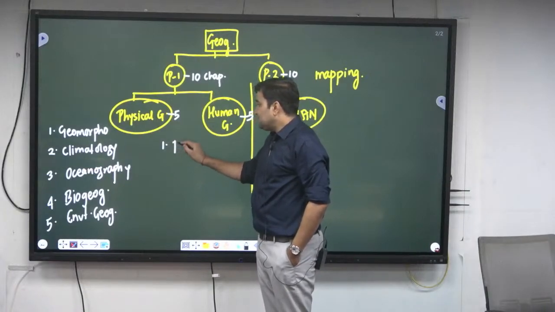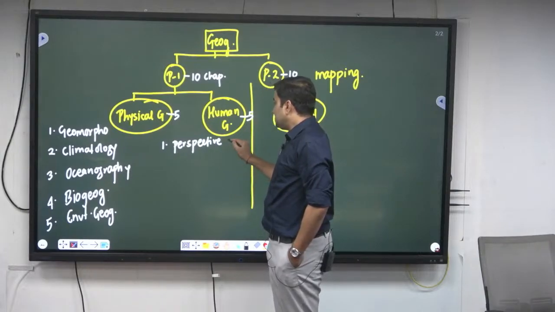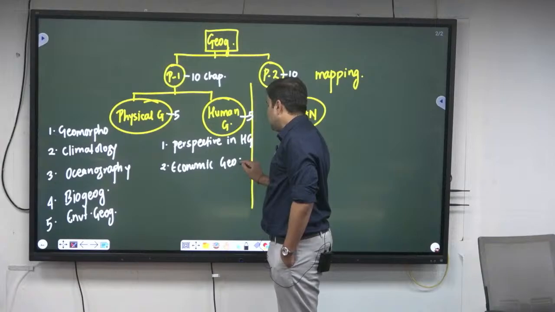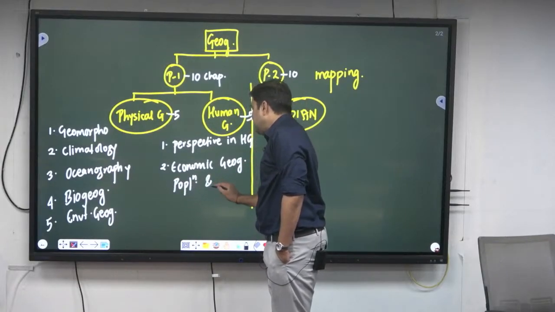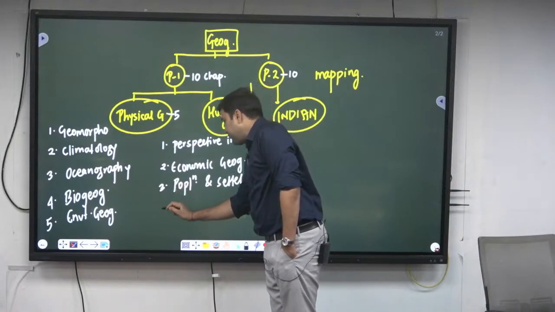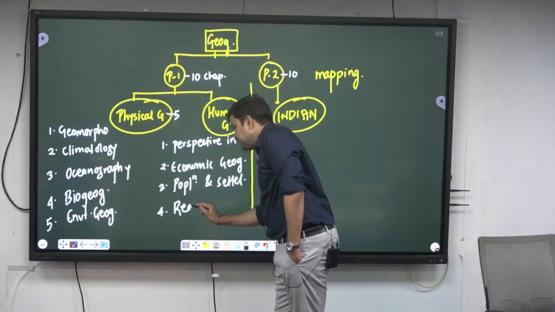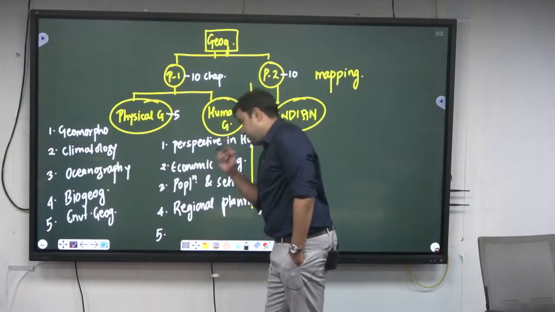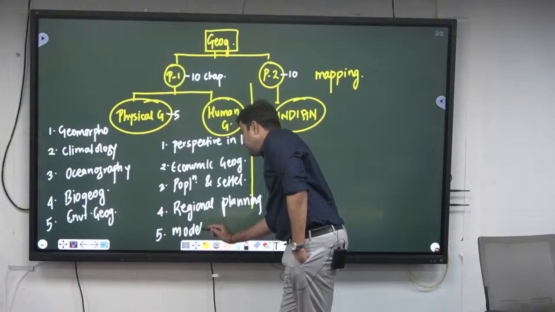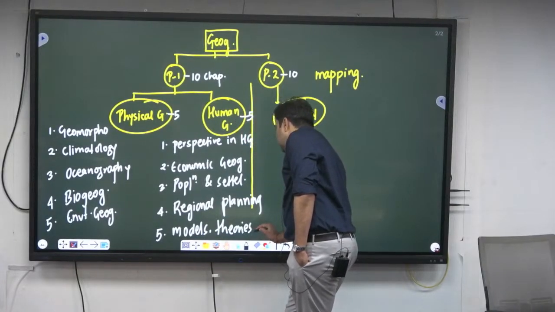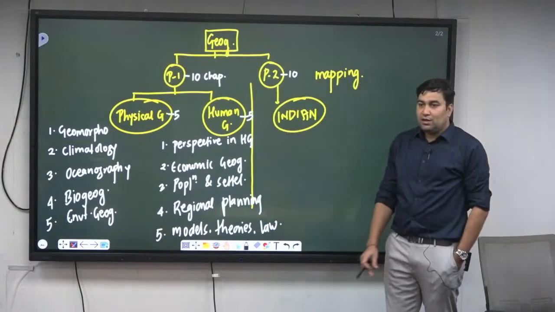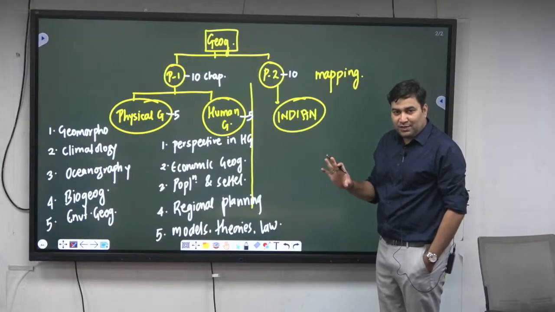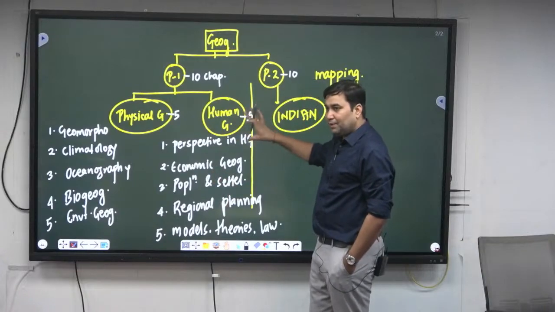Here the most important first chapter in human geography is perspectives in human geography. Second, you have economic geography. Then you are having population and settlement geography. Fourth, you have regional planning. And here the last point is models, theories and laws in geography. Correct? Now I am going to decode each and every point of the syllabus so that you will get what this geography is. Do you understand the total picture? This is physical geography. This is human geography. Paper 1. Paper 2 I will explain. I hope you got it.